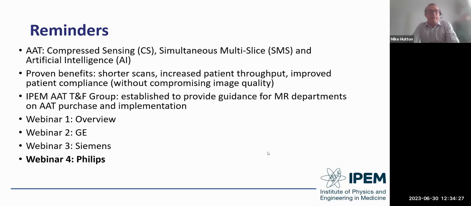So firstly, just a bit of a refresher, a bit of a reminder for everyone. When we talk about AAT, we're referring to these 3 technologies: compressed sensing, simultaneous multi-slice and artificial intelligence, so deep learning reconstruction techniques. With these techniques, we've already got demonstrated examples of the benefits: shorter scan times leading to shorter appointment slot times and therefore increased patient throughput, also improved patient compliance and patient experience. And crucially, we can achieve those benefits without compromising image quality. That's the key difference between these and conventional acceleration techniques.